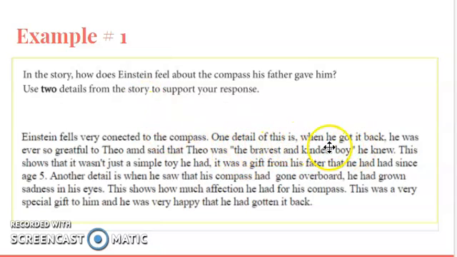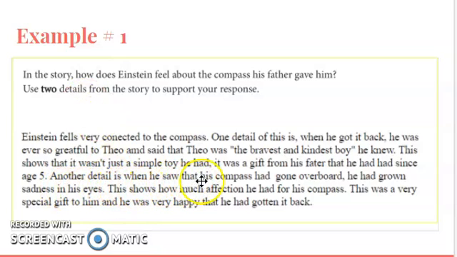One detail from this is when he got it back, he was ever so grateful to Theo and said that Theo was the bravest and kindest boy he knew. This shows that it wasn't just a simple toy he had. It was a gift from his father that he had had since age 5. Another detail, so that's evidence number 2.